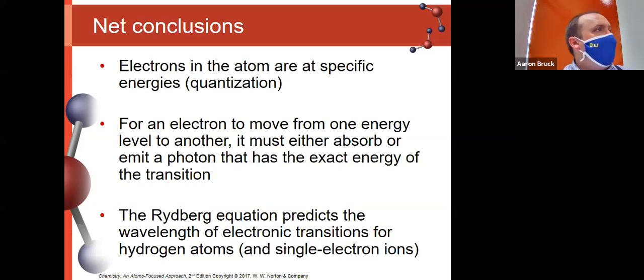So if I have helium and I've taken one electron away from it so that it only has one electron left, the Rydberg equation would predict its spectral lines. If I took lithium and took 2 electrons away from it, made lithium 2+, 1 electron in total, the Rydberg equation would predict its spectral lines.